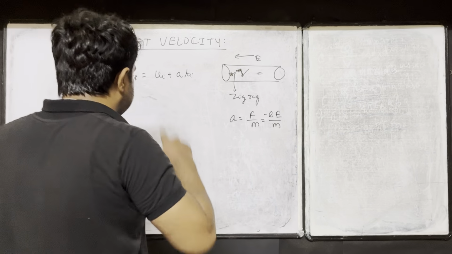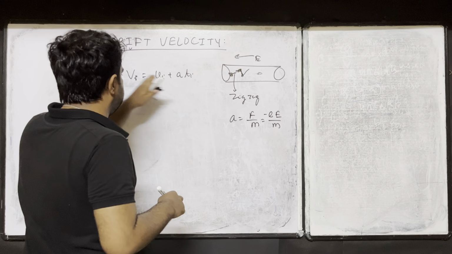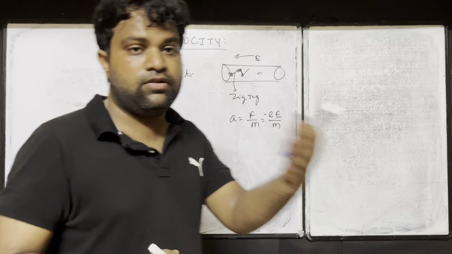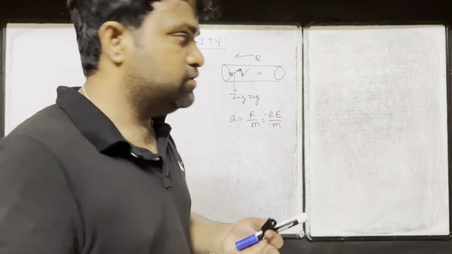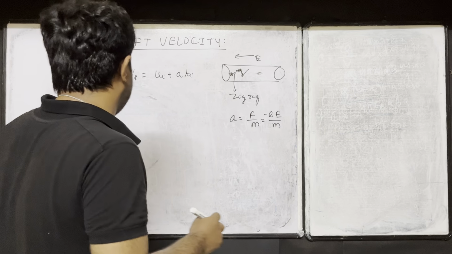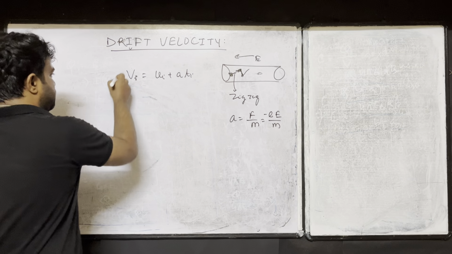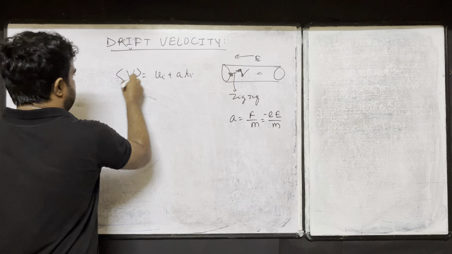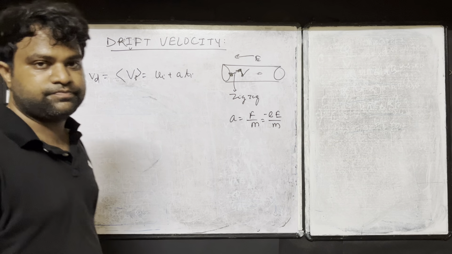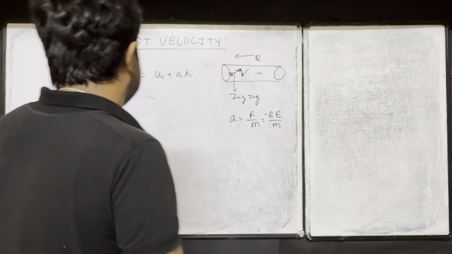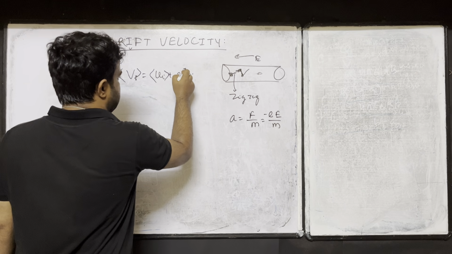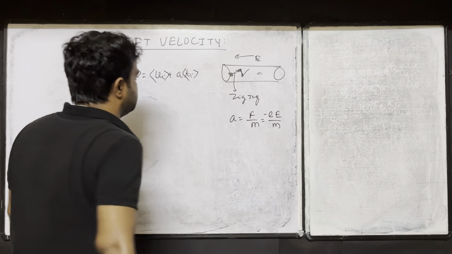This is acceleration. So if we want to average out all these velocities of all the electrons, of course it is divided, so it will not be a problem. If we average out, this average of all velocities will give us the drift velocity. Average of velocity is the drift velocity. So we'll average it out. This time also we will average it out.